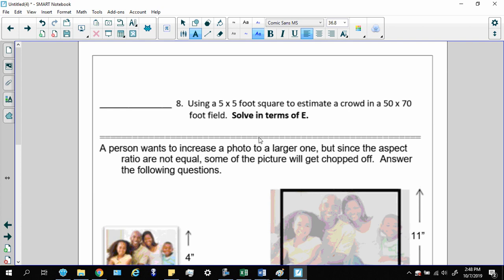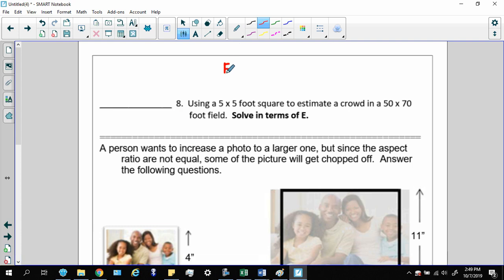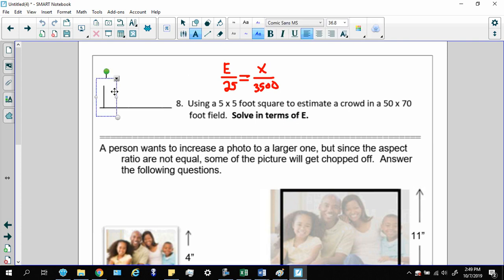Ooh, this is new. Look at that: solve in terms of E. Remember these? We don't know how many people can fit in. So I've got to use E. E over 25 is equal to x over 3,500. Cross multiply and solve. I get my answer of 140 E. There you go.